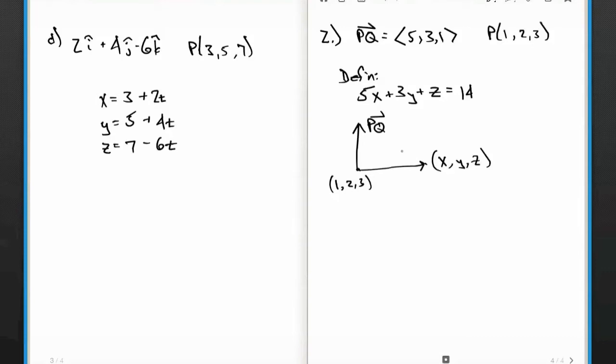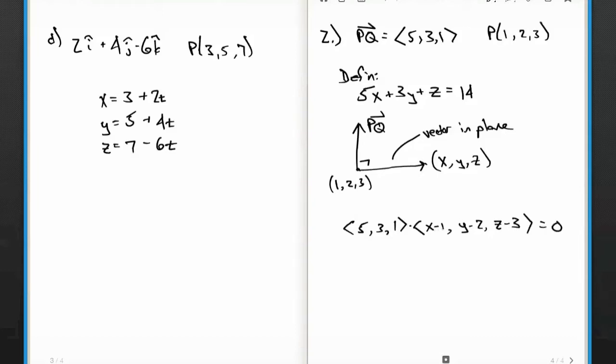Well, if this vector here is a vector in the plane, and this is PQ, the normal vector, then I know that these have to be perpendicular to each other. Which means if they're perpendicular, what does that mean about the dot product? The dot product is 0. So I could say that this vector, 5, 3, 1, dotted with this vector here, which is x minus 1, y minus 2, z minus 3, well, that has to equal 0.